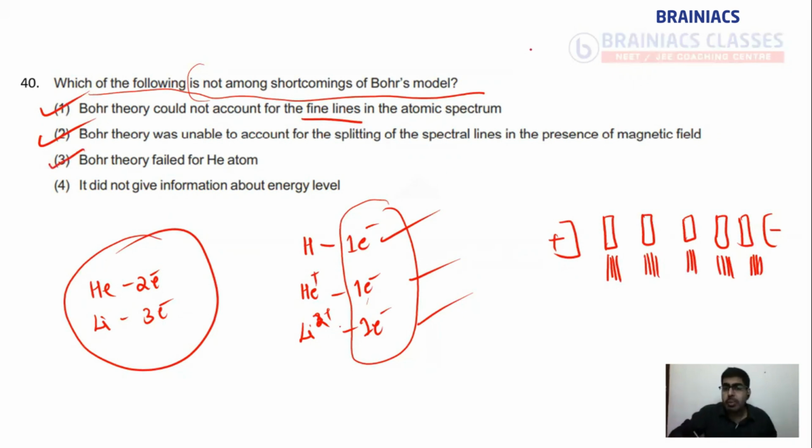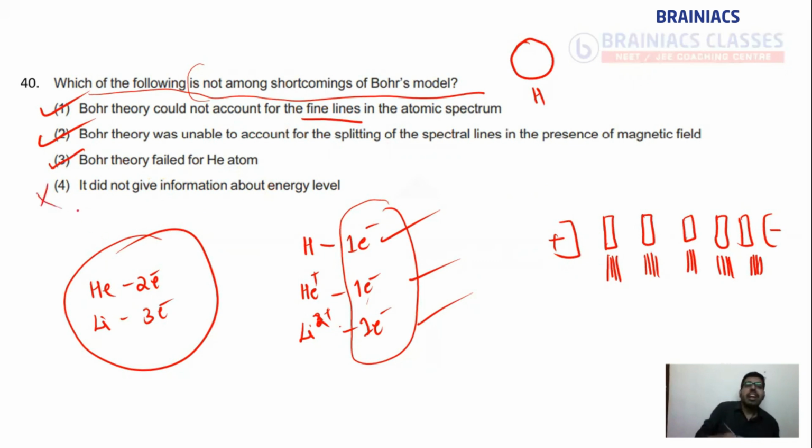Bohr theory is used to explain the hydrogen atom. The Bohr model is used to explain the model of the hydrogen atom, not other atoms. So it failed to explain the helium atom.